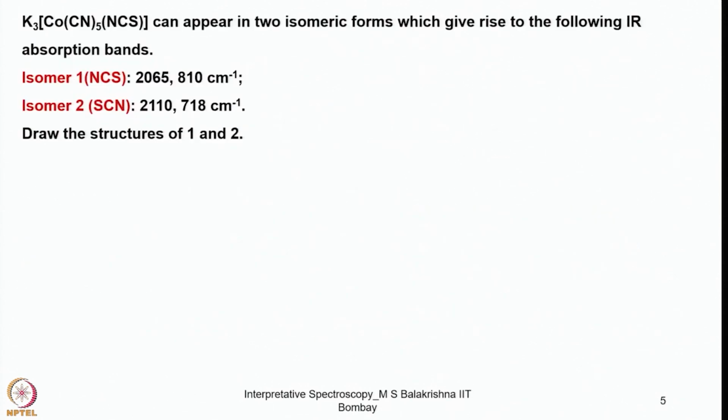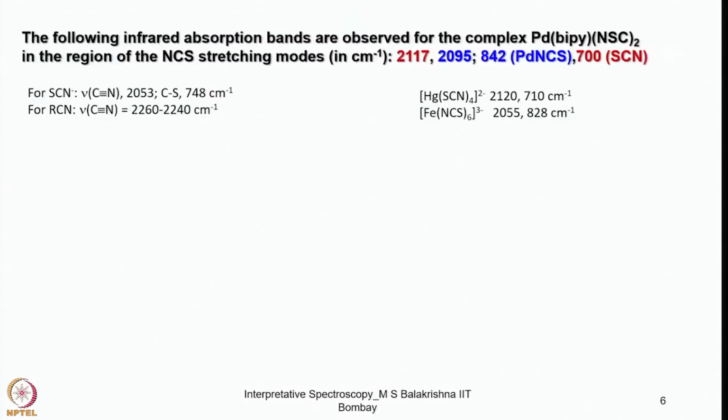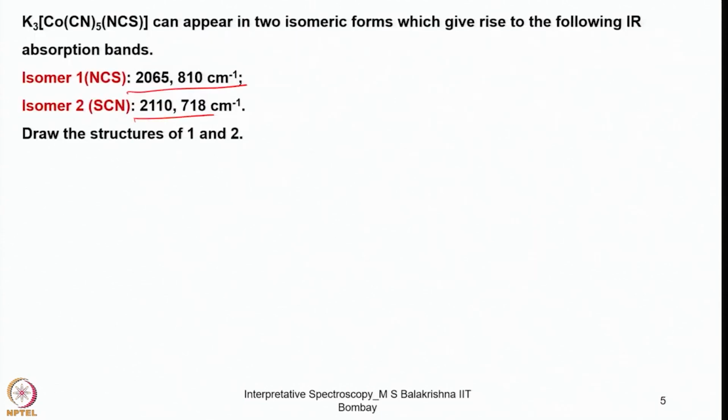Let us look into another example here. This is an octahedral complex of cobalt, pentacyanothiocyanato-cobaltate. Because of linkage isomerism, it can appear in two isomeric forms, which give rise to the following IR absorption bands. So here we have 2065 and 810, and another one is 2010 and 700 centimeter minus 1. By simply comparing to the discussion I had with respect to mercury and iron complexes in my previous slide, you should be able to judge that in case of isomer 1, N is binding, whereas in case of 2, S is binding, without any problem.